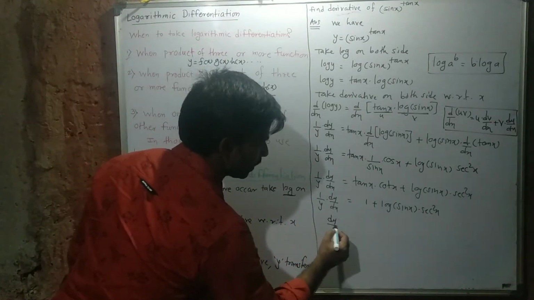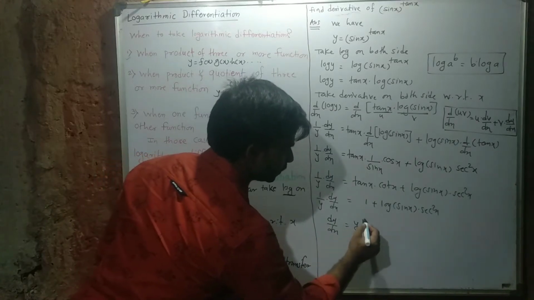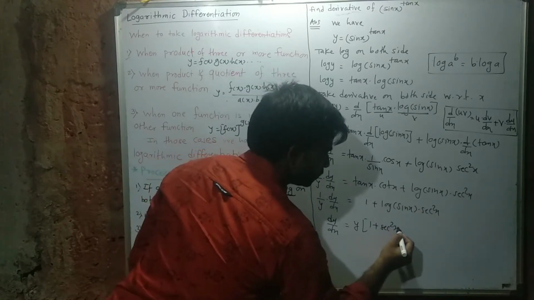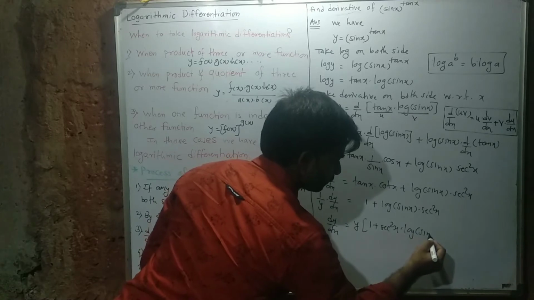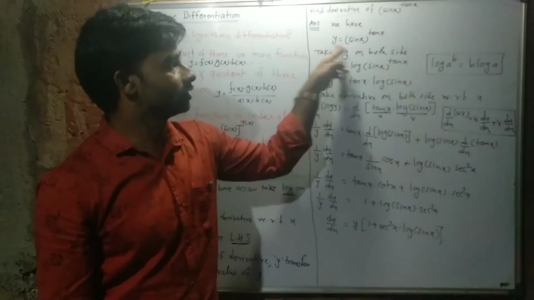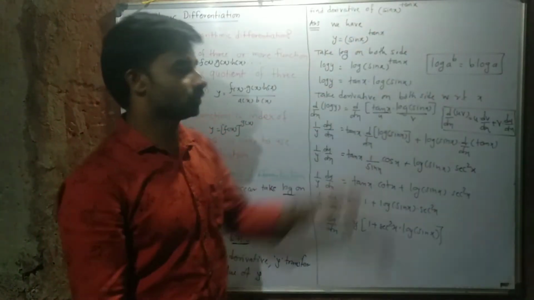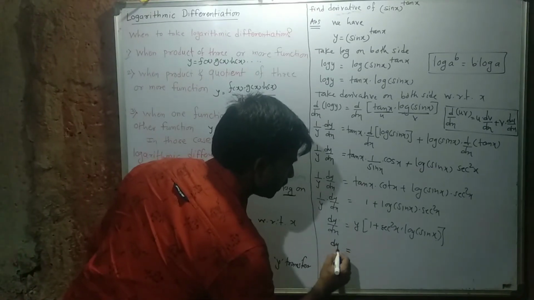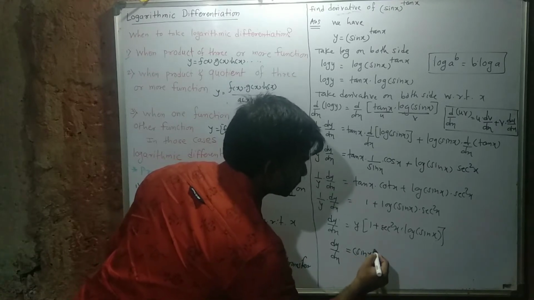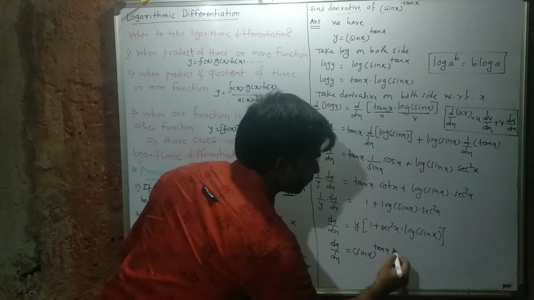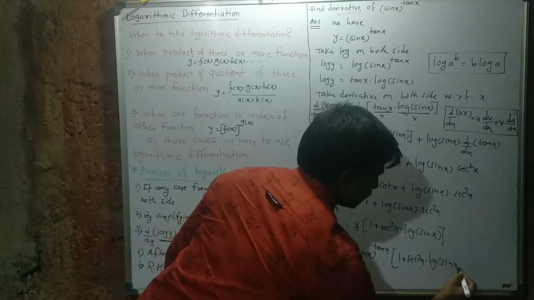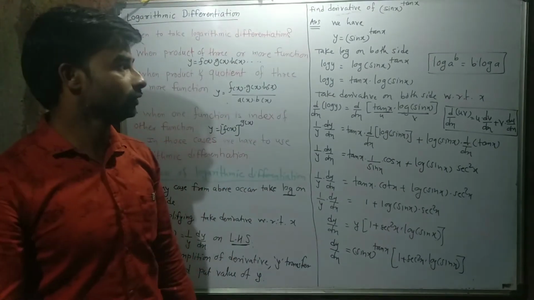You will get dy by dx is equal to y inside the bracket 1 plus, we have to shuffle those terms, that means sec square x into log of sin x. Now put the value of y. The value of y is nothing but our function, that means y is equal to sin x raised to tan x. You will get dy by dx is equal to sin x raised to tan x inside the bracket 1 plus sec square x into log of sin x, and this is your final derivative related to that one.